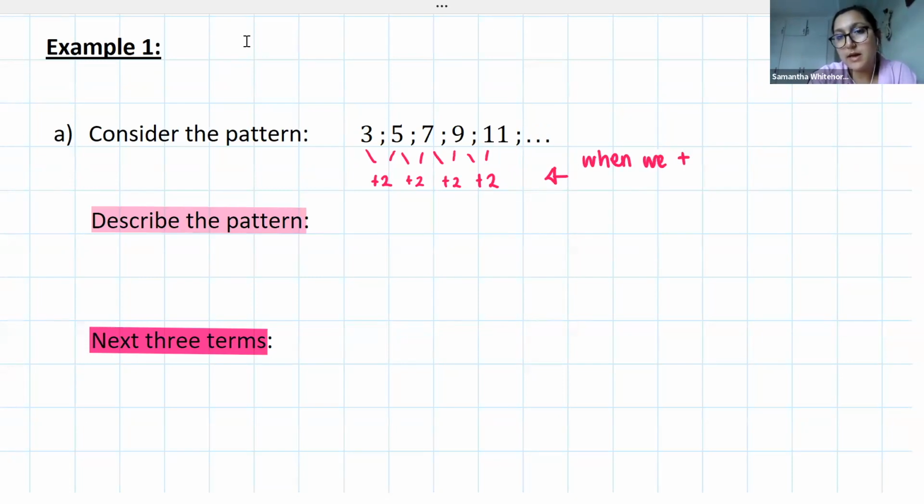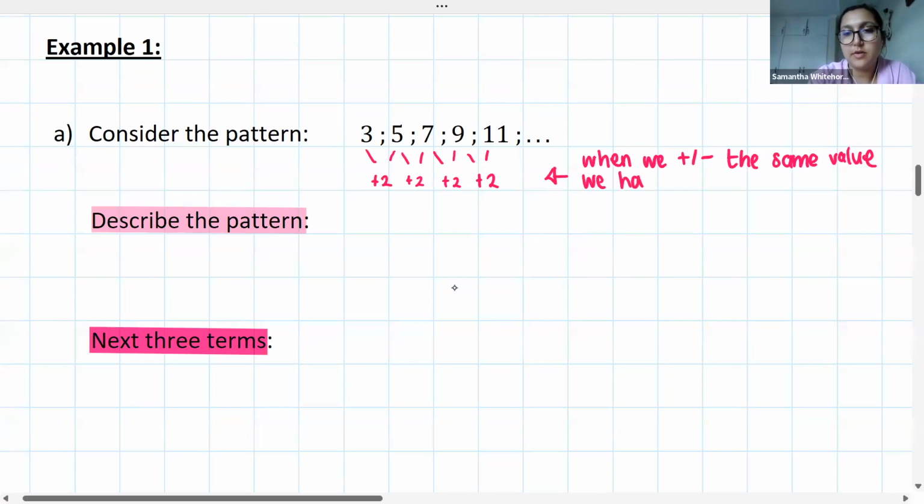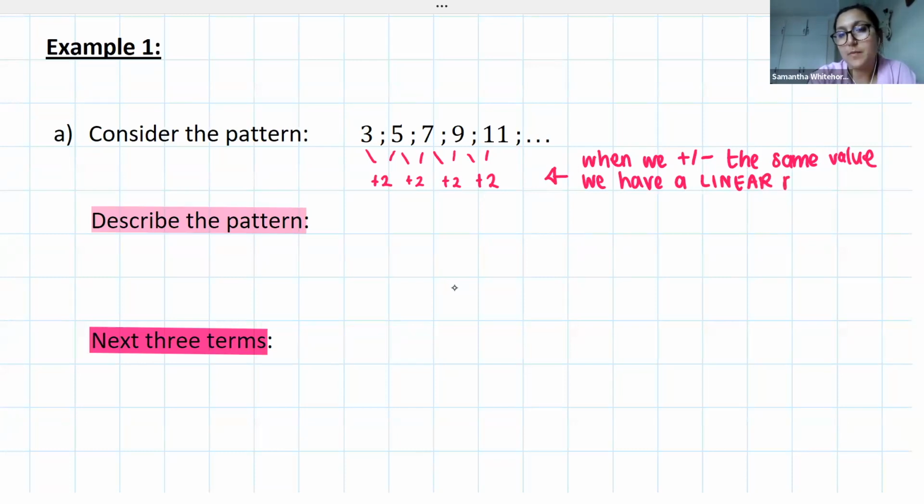So when we add or subtract the same value, we have a linear number pattern. Okay, now the reason I'm pointing this out to you is because you eventually, as you go up in maths, are going to start looking at different types of number patterns. Okay, we get lots of different types of number patterns. We deal with linear, quadratic, and geometric from grade 10 to grade 12. And so it's important that you start to identify the characteristics that make a pattern.